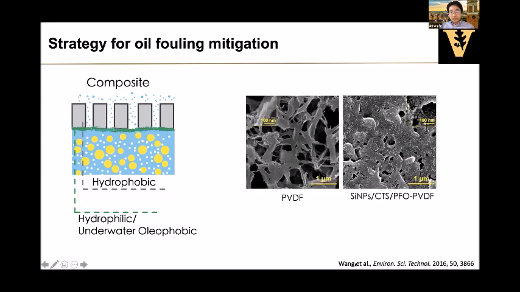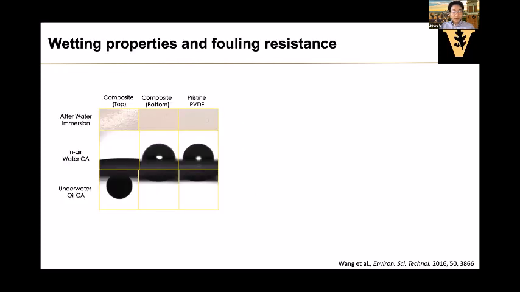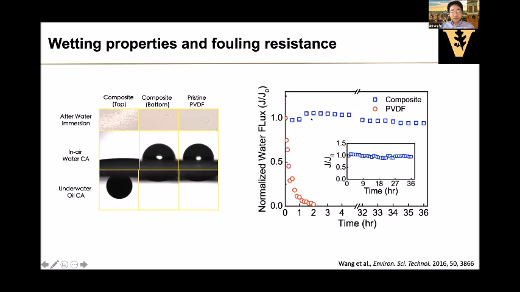So this is one of the early examples in membrane distillation, back in 2016. Basically, here we're coating a PVDF membrane with a layer that is very hydrophilic. And as you can see here, it is underwater really oleophobic, and it gives really good performance in terms of resisting the fouling by an oil-water emulsion. So this is a PVDF membrane, and this is the coated membrane.